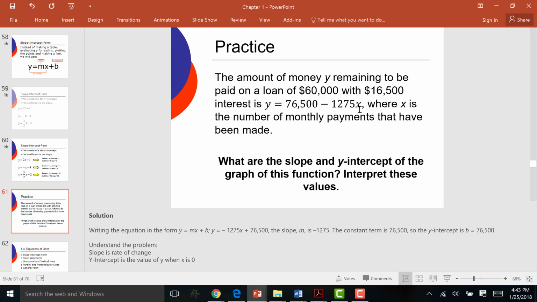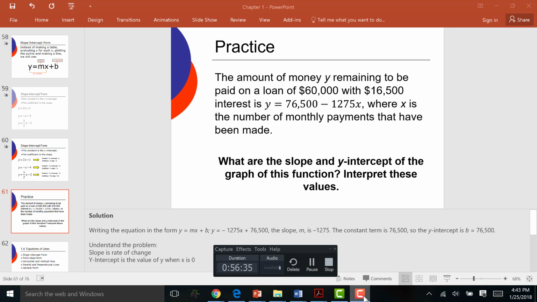Okay, so now you have enough information to do what section? 1.3. You have enough information to do section 1.3 in the homework. So that is that. Let me make sure I close this out. Let me stop that.